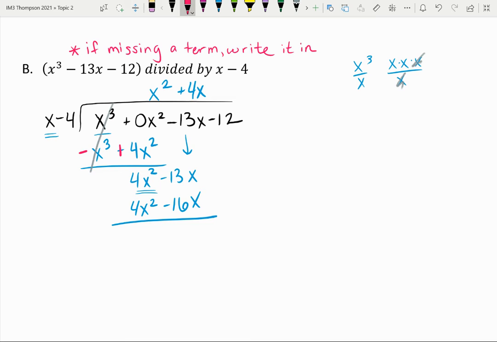You want to subtract, so I'm going to change the signs. 4x squared is going to become negative, and the minus 16x becomes positive. 4x squared minus 4x squared cancels. Negative 13x plus 16x gives me 3x. I'm going to pause and let you do the next round. It's only a little piece of the problem. I guess I'll finish. I'll bring down the minus 12. See if you can finish it. So we're starting the cycle back over with dividing.